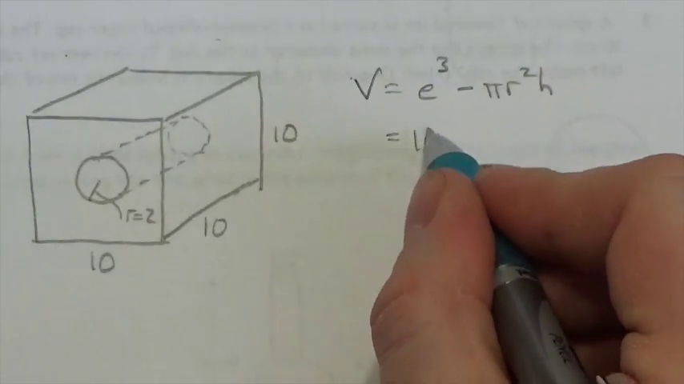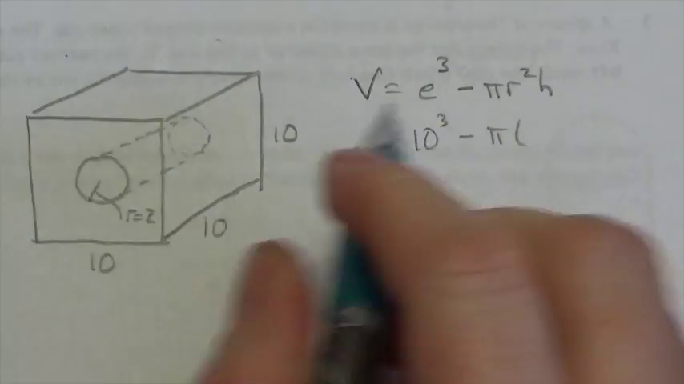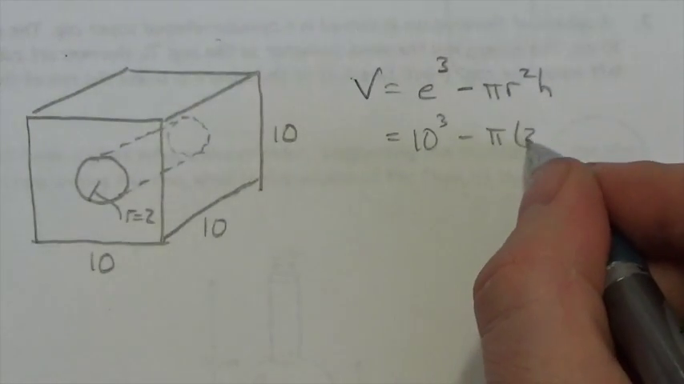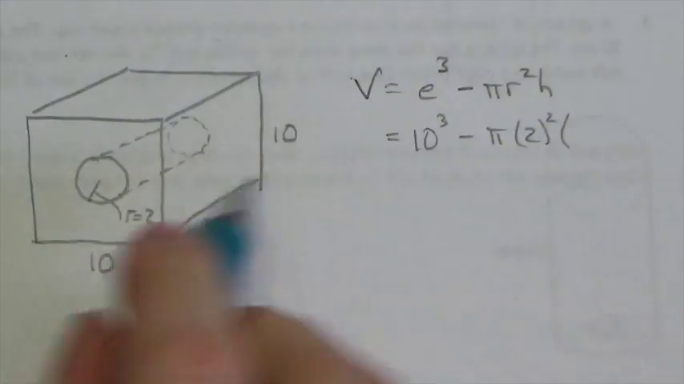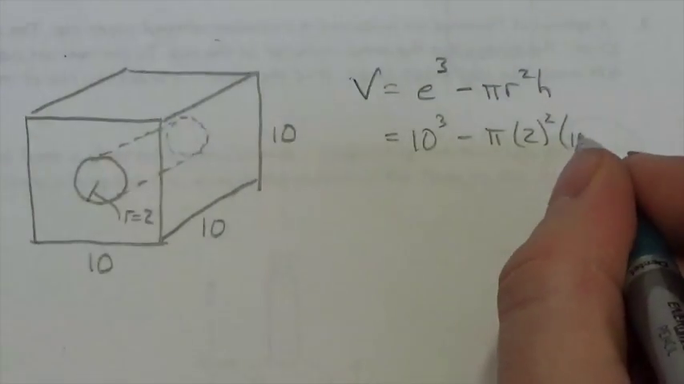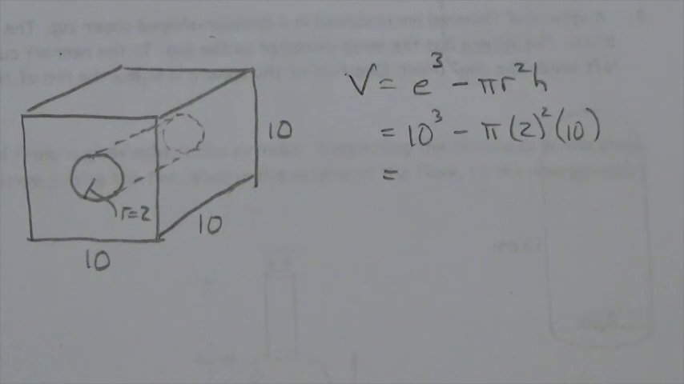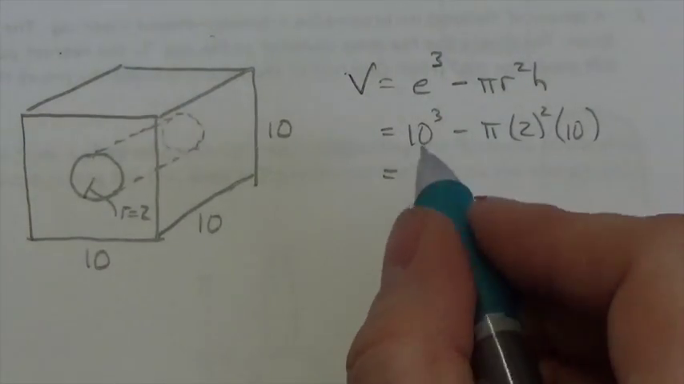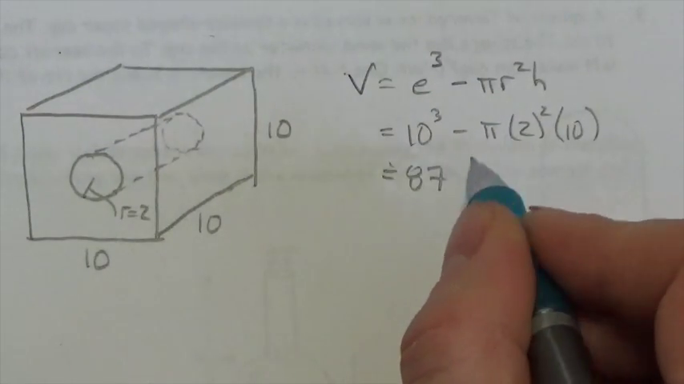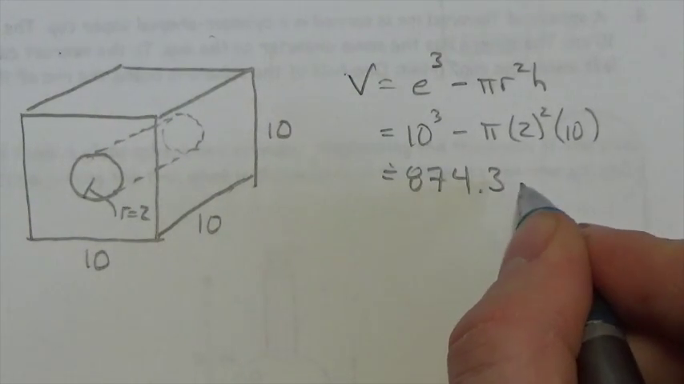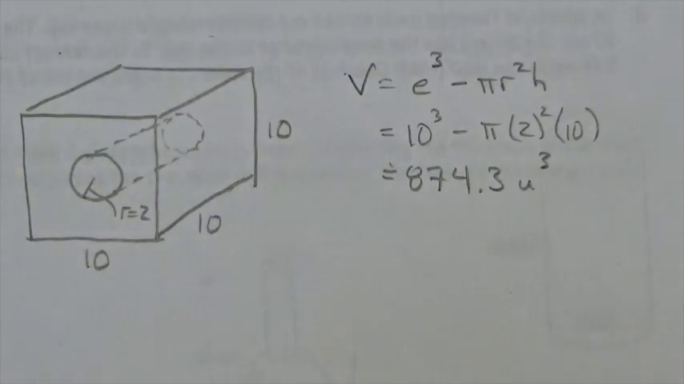So in this case, this is going to be 10 cubed minus pi times, well, the radius of that cylinder is 2 squared. And then the height of that cylinder would be 10. Now I just plug that into my calculator, no big deal. So it's going to be 1,000 minus pi times 4 times 10. And the value we get to the nearest tenth will be 874.3 units cubed, whatever those units are. So here's an example of a little bit of subtraction.